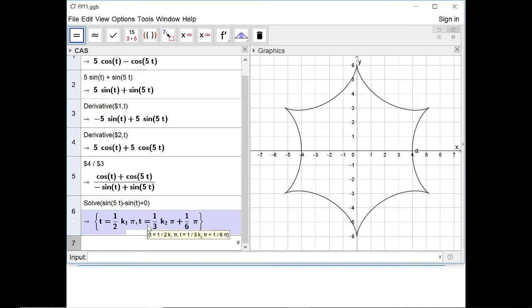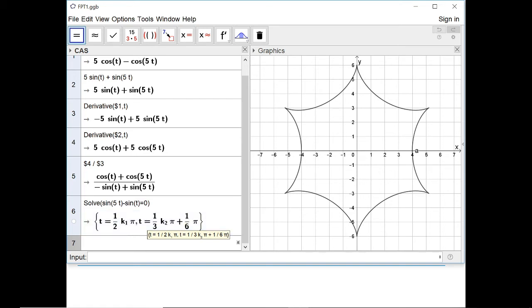And then for the second batch, when k2 is 0, I'm going to have pi by 6. When k2 is 1, I'm going to have a third of pi plus a sixth of pi. That's just going to be pi by 2, which I already had. Then I'm going to get 5 pi by 6 and 7 pi by 6. I'll get 9 pi by 6, which I've already got, and I'll get 11 pi by 6.